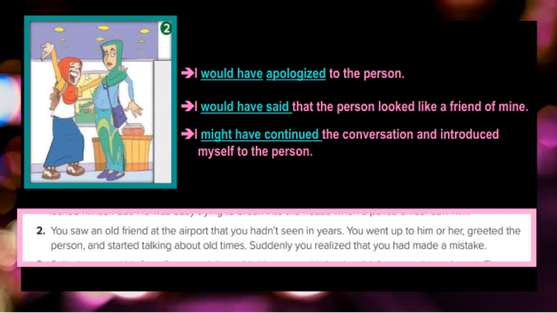If I found myself in a situation where I accidentally offended someone or made a social mistake, I would start by offering a sincere apology. It's important to acknowledge the impact of my actions and show that I care about their feelings. Then, I might mention that the person looked like a friend of mine, which can help create a more personal and relatable connection. This can also serve as an icebreaker, making the situation feel less tense.